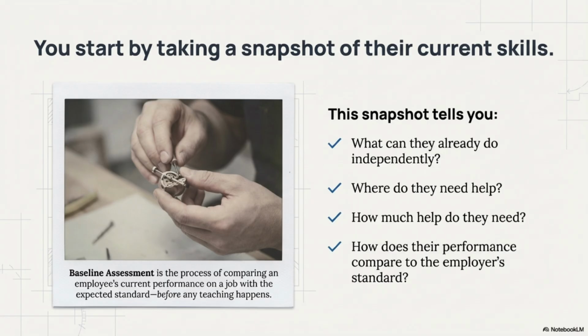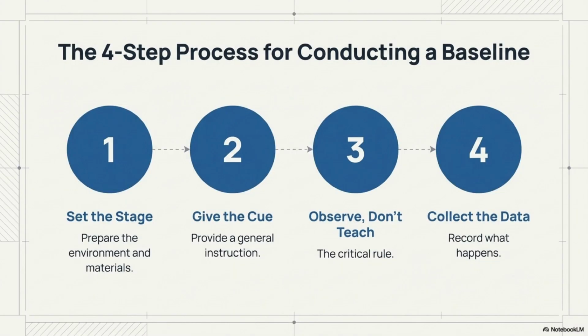How do you conduct a baseline assessment? Here's the process. Step 1: set up the situation. Give the person everything they need to complete the task. All the materials, the correct workspace. Make sure nothing is missing. Step 2: give a general instruction. Say something like, show me how you make a pizza, or go ahead and clean the bathroom. Then step back.